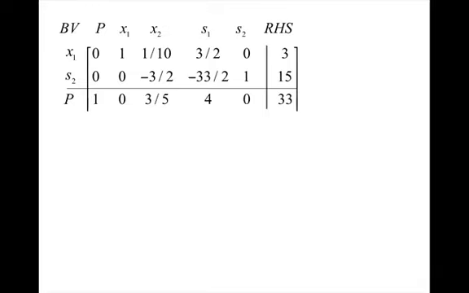Since we said this was our final table, I'm going to give the final solutions. My first basic variable is x sub 1. So to find its value, go all the way to the right-hand side, and there's a 3. So x sub 1 equals 3. X sub 2 was not a basic variable, so the value for x sub 2 is 0. My last basic variable is p, so go all the way to the right-hand side, and it equals 33. So I have x sub 1 is 3, x sub 2 is 0, and p equals 33. Those are my final solutions.